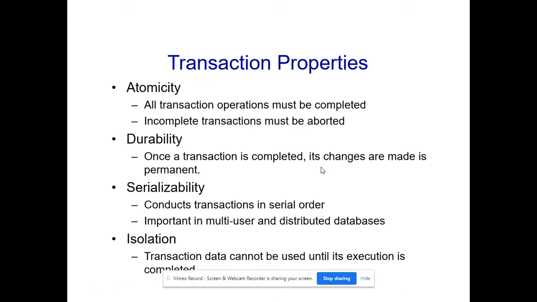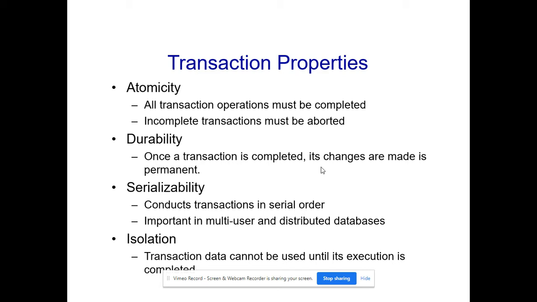Then the transaction properties. These are also called the ACID properties of a database. Then there is atomicity. All transaction operations must be completed. Incomplete transactions must be aborted. It means each and every operation being carried out should be completed. So there should be no intermediate states: once a transaction has been started, it's either completed or aborted. So there is no intermediate state here.